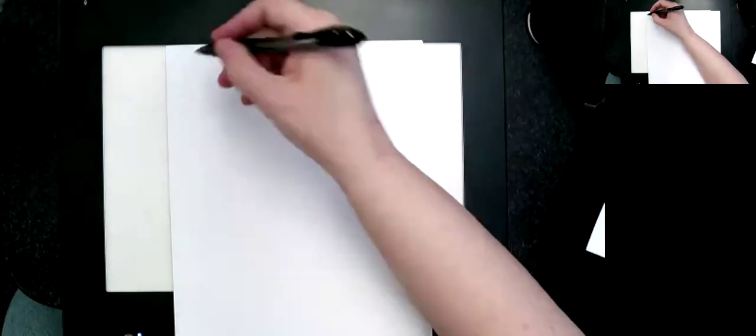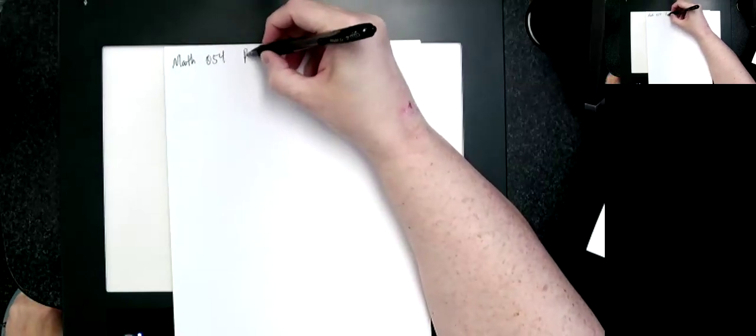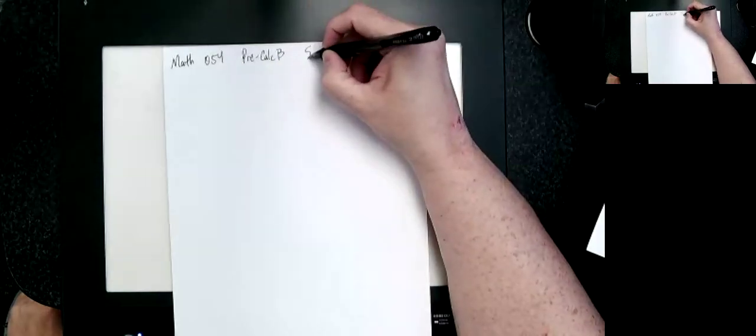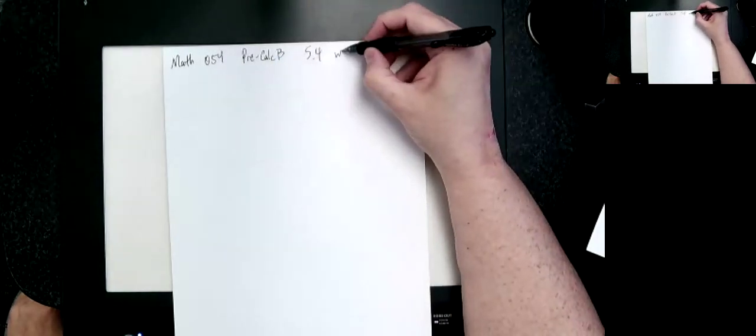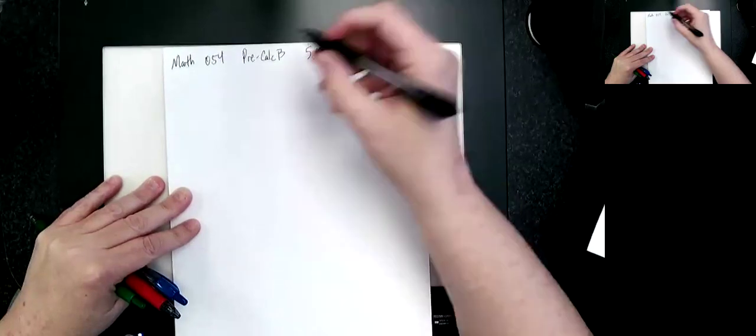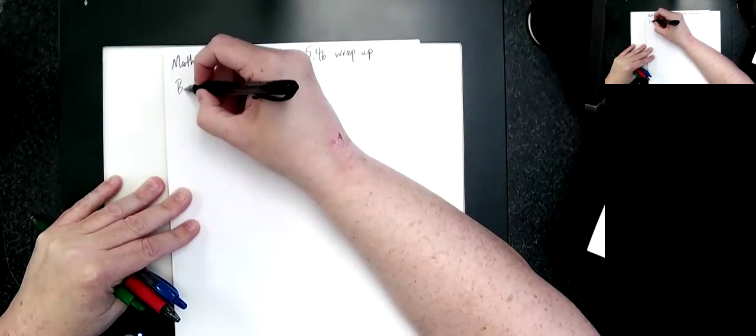We are doing Math 54. This is Pre-Calc B, but we're really studying trigonometry. And this is finishing up 5.4, our wrap up. We had a couple examples I wanted to cover with you guys. Maybe I'll do this as 5.4B and then we'll do a C. This one is going to be on bearing.